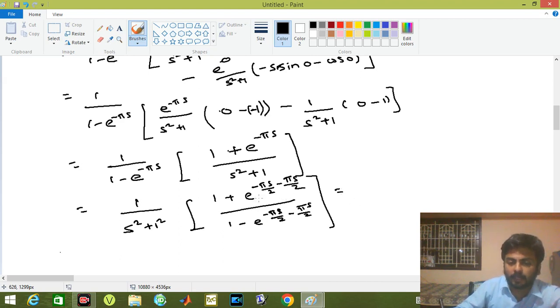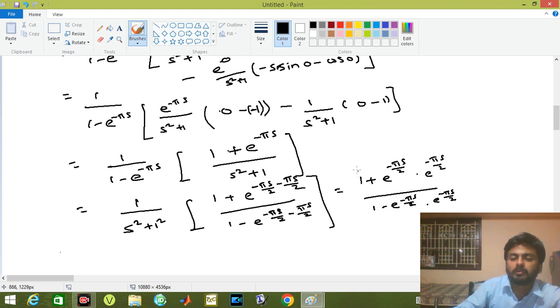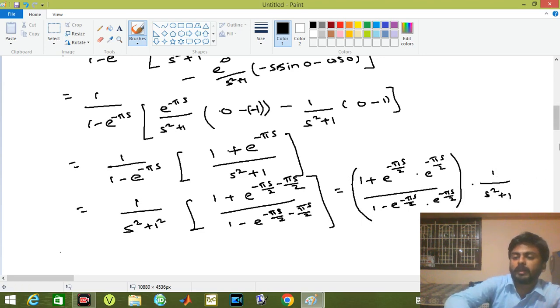Now a power m plus n can be written as a power m into a power n, so you will have 1 plus e power of minus pi s by 2, then into e power of minus pi s by 2, whole divided by 1 minus e power of minus pi s by 2 into e power of minus pi s by 2, into 1 by s square plus 1.